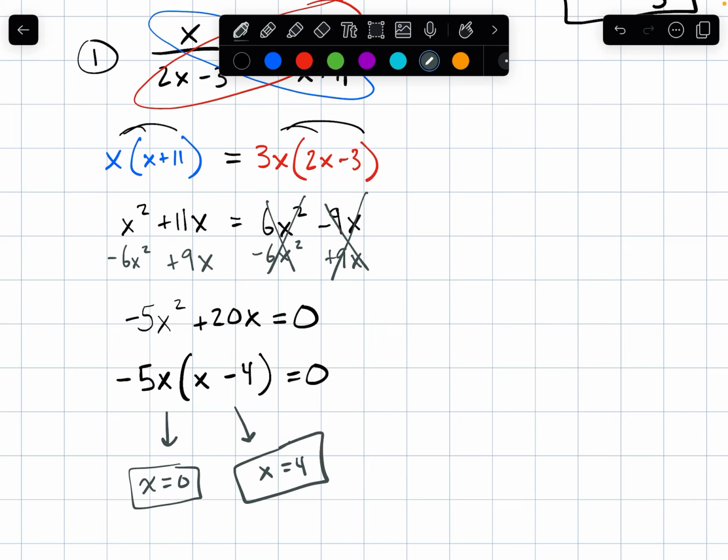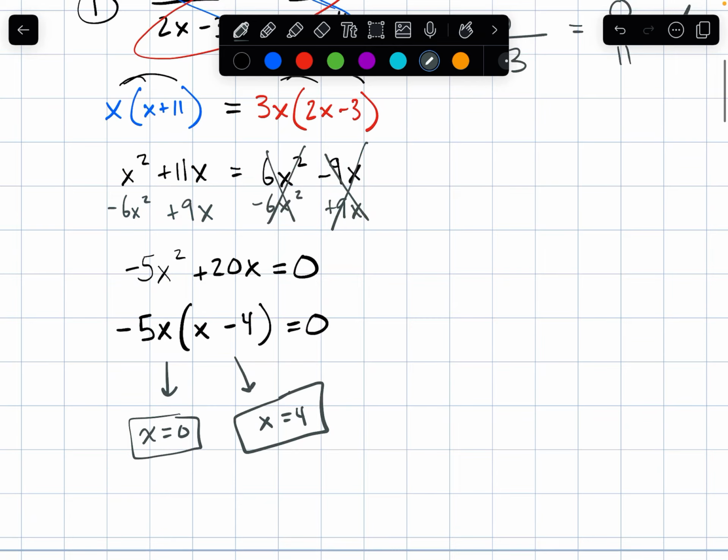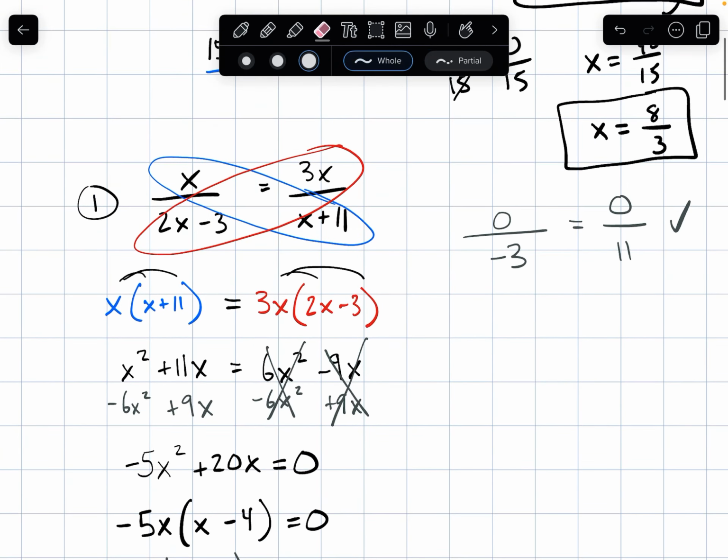Now you can get extraneous solutions here. So you do want to plug these in and check for extraneous solutions. So if we go back to the original and we plug in a 0, that would be 0 over, well, if I plug in a 0 here, that's just 0 minus 3 is negative 3. If I plug in a 0 on the right side, 3 times 0 is 0, and then 0 plus 11 is 11. Well, yeah, this is still true, right? Because 0 equals 0.